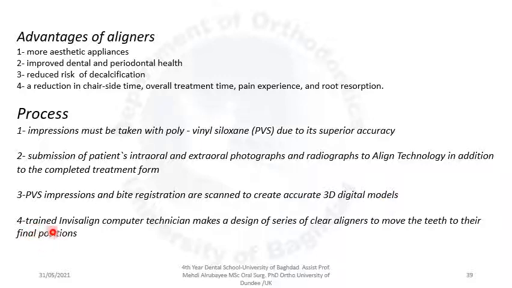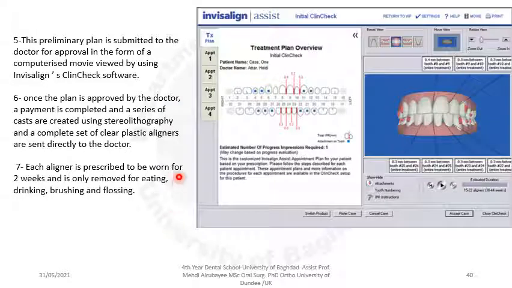Fourth, a trained Invisalign computer technician makes a design of a series of clear aligners to move the teeth to their final position. The fifth step is that a preliminary plan is submitted to the doctor for approval in the form of a computerized movie view using Invisalign ClinCheck software. The sixth step is that once the plan is approved by the doctor, payment is completed and a series of casts are created using stereolithography, and a complete set of clear plastic aligners are sent directly to the doctor.